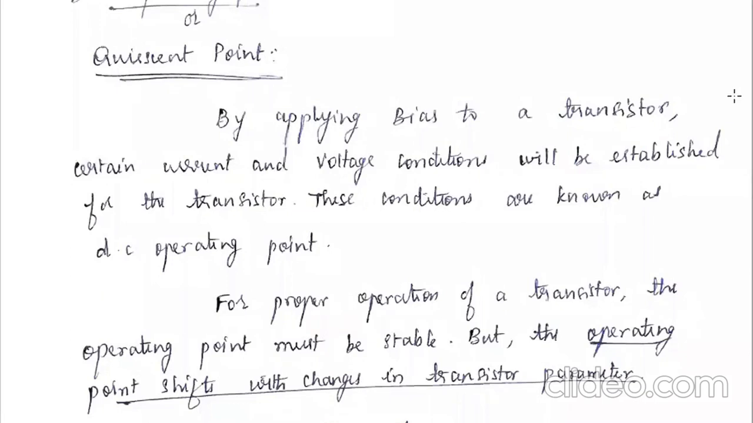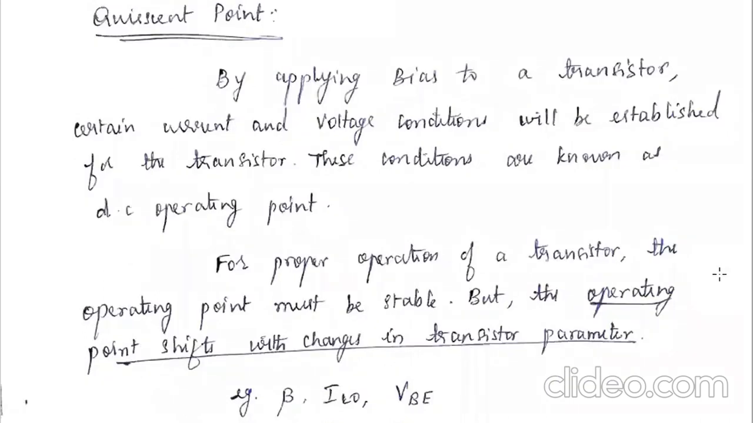Next, we'll see what the DC operating point or quiescent point is. By applying bias to the transistor, certain current and voltage conditions will be established for the transistor. These conditions are known as the DC operating point. For proper operation of the transistor, this operating point must be stable, but the operating point will shift with changes in transistor parameters.